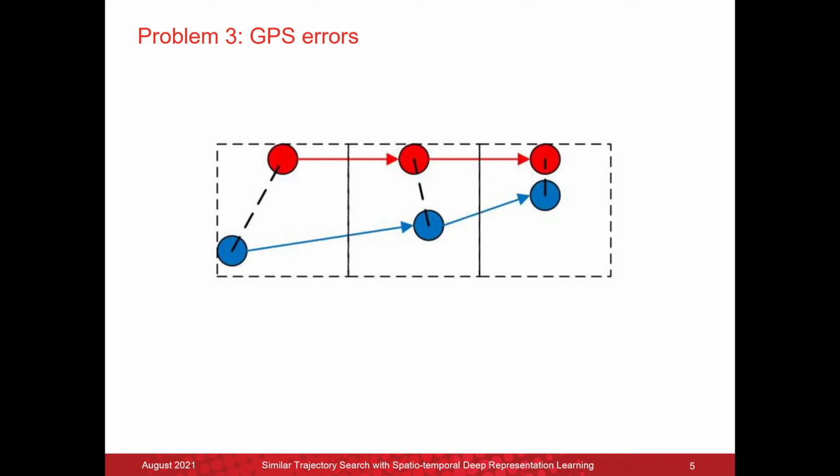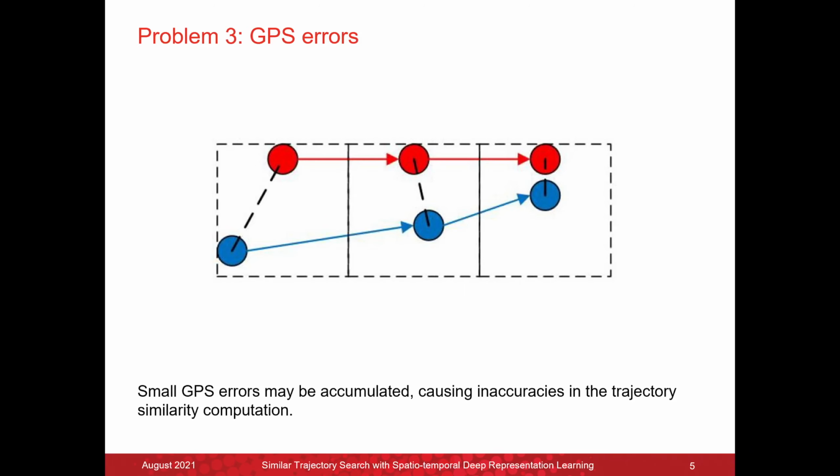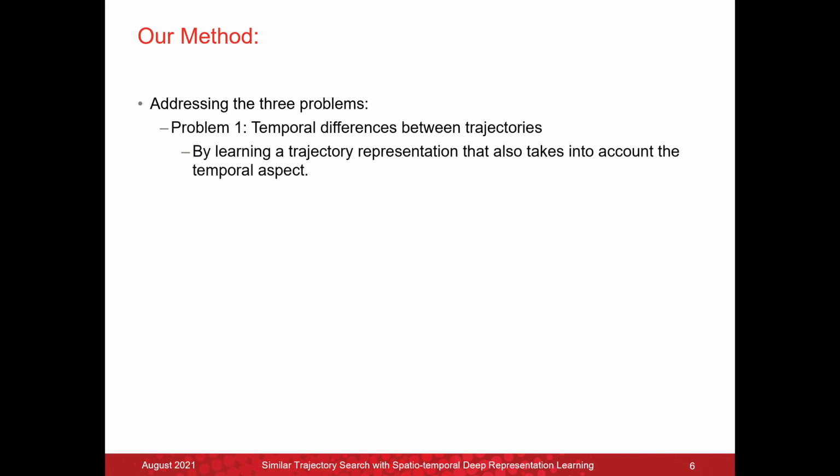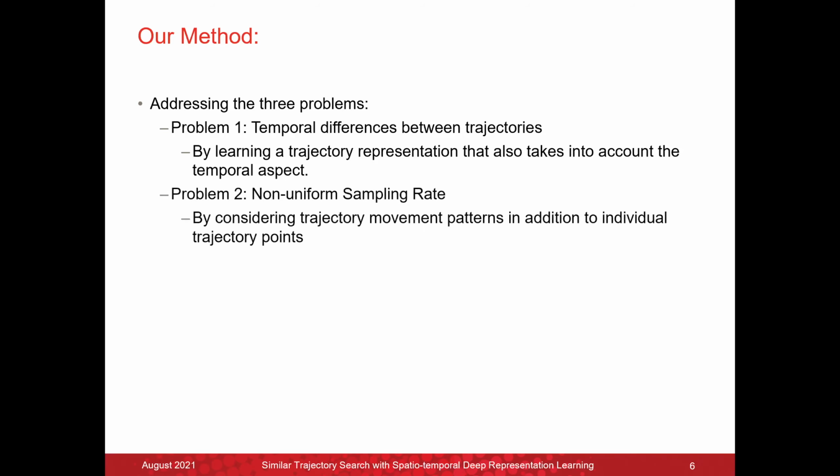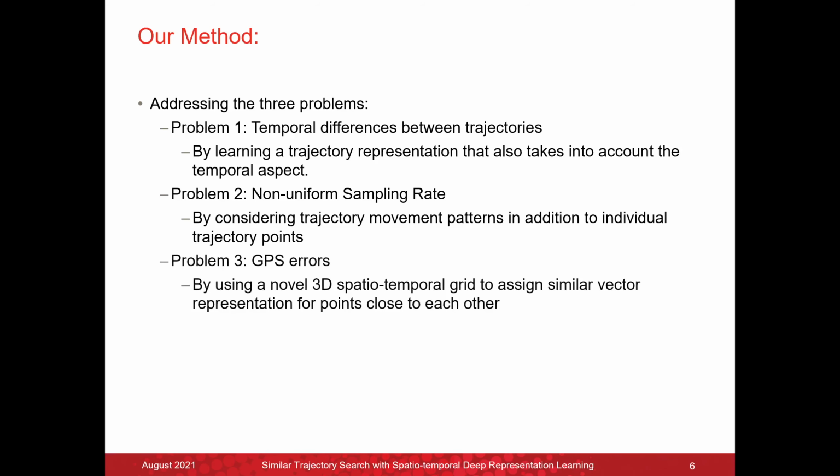Due to causes such as signal interference, the spatial coordinates recorded may suffer from some spatial errors. These small GPS errors may be accumulated from point to point, causing inaccuracies in the trajectory similarity computation. Our method addresses these three problems. To address problem 1, we learn a trajectory representation that also takes into account the temporal aspect of the data. For problem 2, we consider trajectory movement patterns in addition to the individual trajectory points themselves. For problem 3, we use a novel three-dimensional spatio-temporal grid to assign similar vector representations for points that are close to each other.